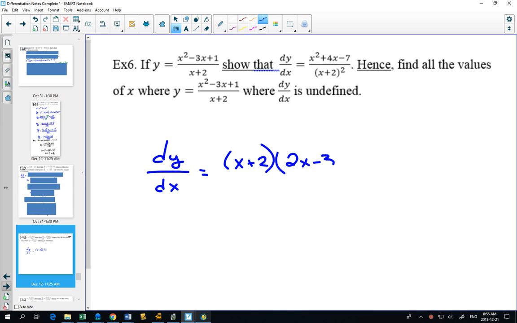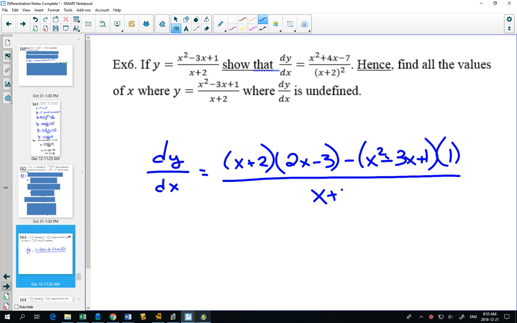Derivative of the top minus keep the top the same, derivative of the bottom, over the bottom squared. As far as looking at what we want to show, the bottom's already the same. And so it looks like all we need to do is get the top to look the same. There's nothing to factor on the top, but it looks like our best bet is just to multiply everything out and simplify.